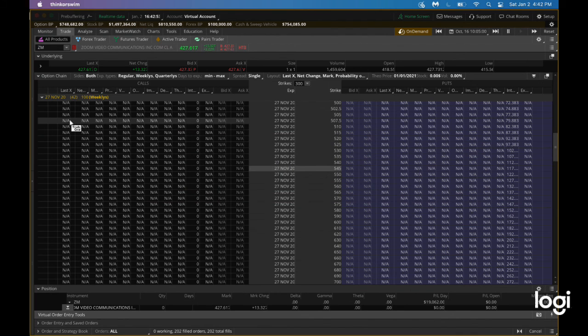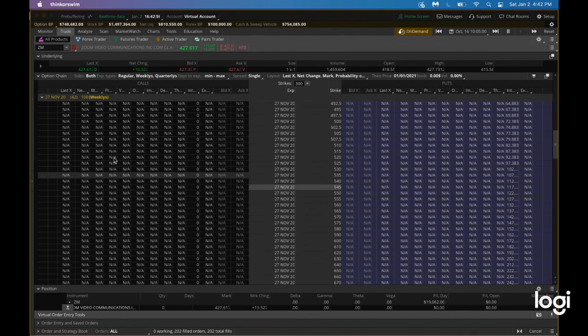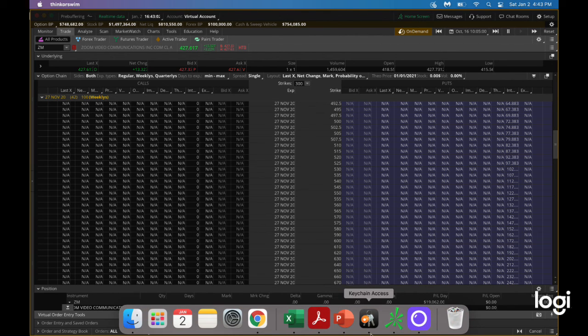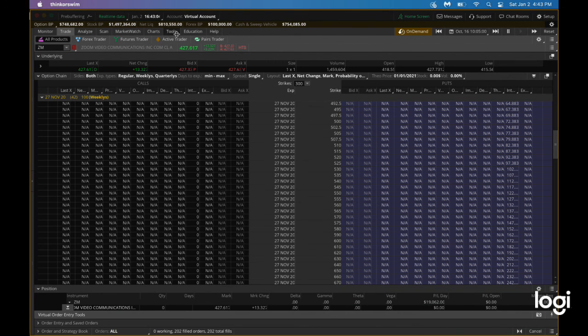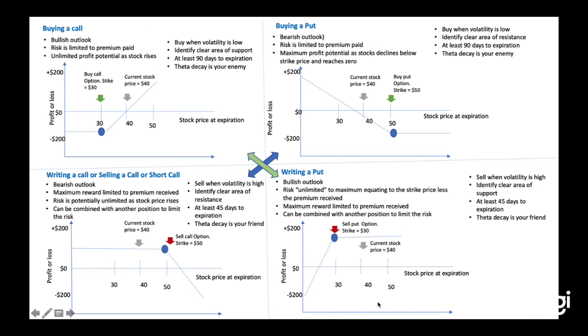With that, let's go back here. Looks like it's still buffering, but you get the idea. So let's quickly close this. So we talked about four key strategies: buying a call when your outlook is bullish, risk is limited to premium paid, with maximum unlimited profit potential as the stock rises. Give yourself plenty of time.